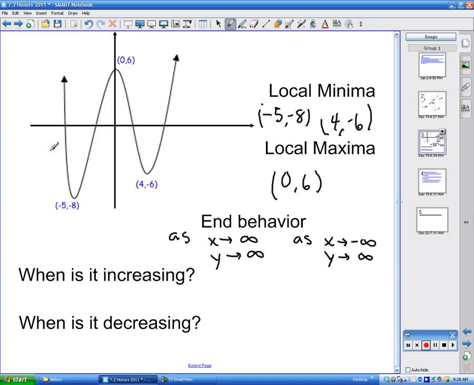Decreasing, we're going down the roller coaster until we get to this point, the minimum, and then we start going up the roller coaster, so that would be increasing. And then we get to this point, we start decreasing again. And then once we get down to our minimum, we start going up again, and we are increasing. So increasing is from, and we only use the x values here. So from -5 until we get to 0, it's increasing. So we'd say from -5 to 0.